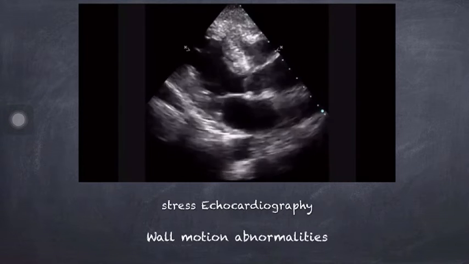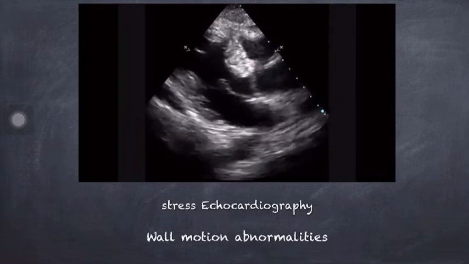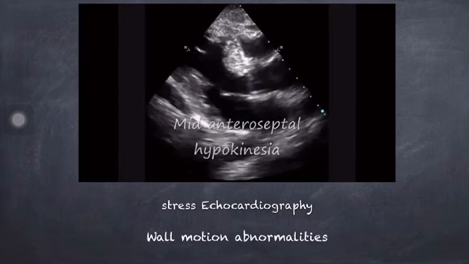This is a parasternal long axis view. Here we can see the mid-anterior septal wall, basal anterior septal wall, along with the mid-posterior and basal posterior segments. And in this echo, we will see mid-anterior septal hypokinesia.